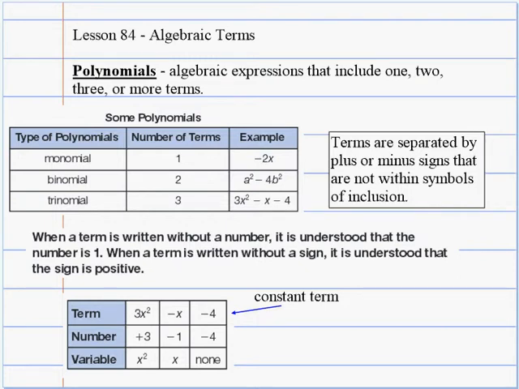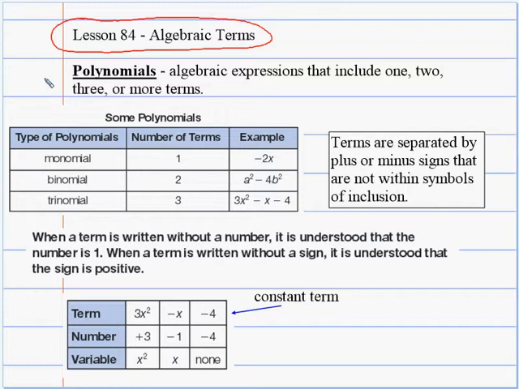Hi class, this is course 2, lesson 84, algebraic terms. Okay, so we're going to get into some algebraic thinking here, and this can be a little difficult, so please make sure that you are paying attention to all the details. Okay, so it's very detail oriented.